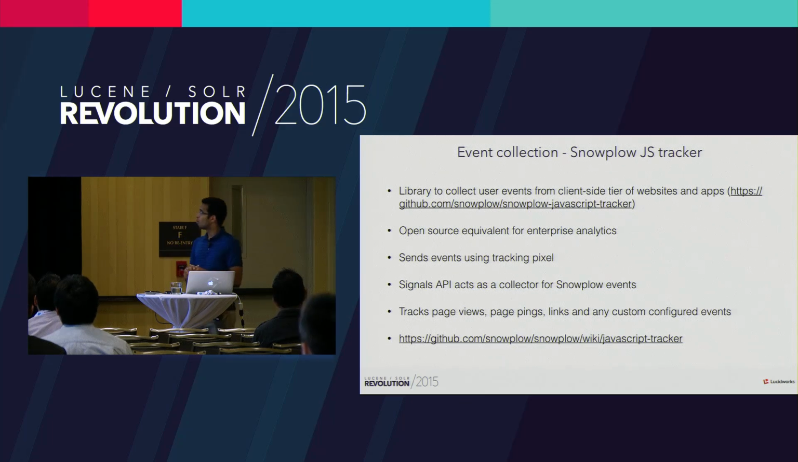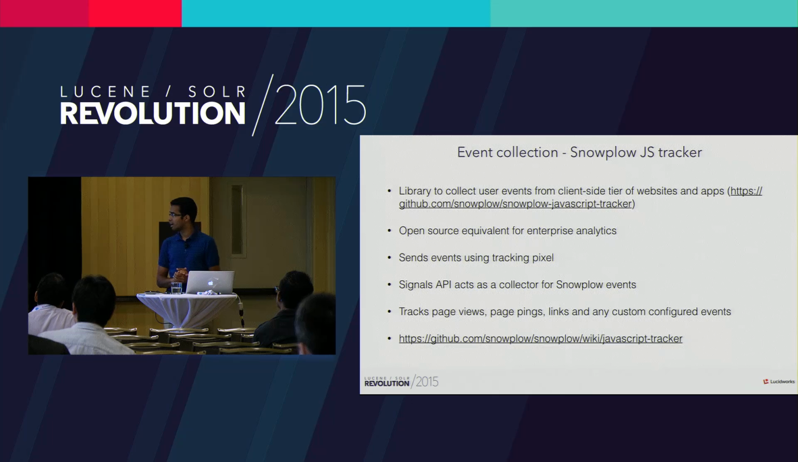It gives you page views, page pings, how much time a user is staying on your website, how many users are visiting, and what result they are clicking. You can customize this JavaScript library to capture what search result they are clicking, what page they are on, and whether they are clicking any of the panels that you want the user to see. This is an open source JS tracker from Snowplow Enterprise Analytics.